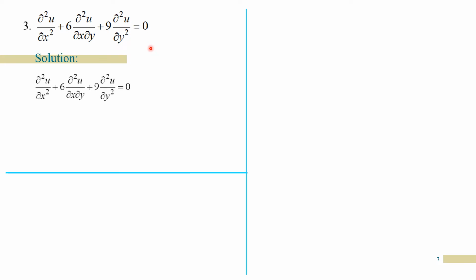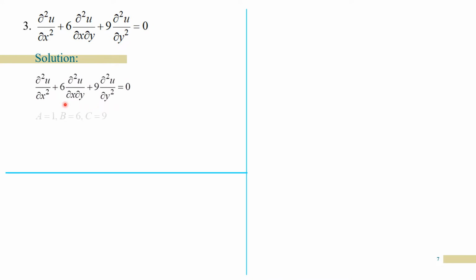Move on to the third question. ∂²u/∂x² + 6 ∂²u/∂x∂y + 9 ∂²u/∂y² = 0. What type of equation is this? Okay, so we can determine the type of the equation based on the constants A, B, and C.